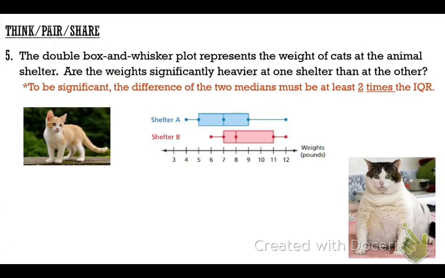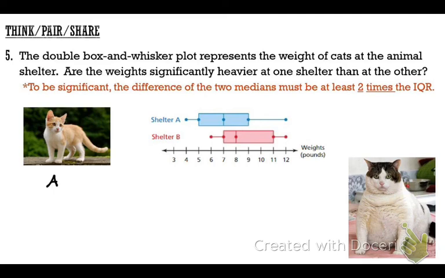All right, for the next one, we're going to have the same idea once again. The double box and whisker plot represents the weights of cats at the animal shelter. As you can see, it looks like one has much larger cats than others. We are trying to figure out, are the weights significantly heavier at one shelter than the other? Looking at the picture, you would say yes, but we have to do the math to see. Remember, to be significant, what do we have to do, class? The difference of the two medians must be at least 2 times the IQR.